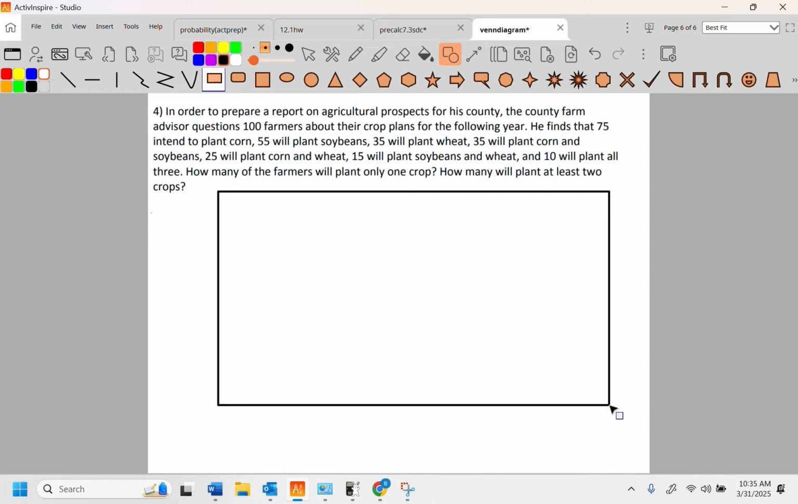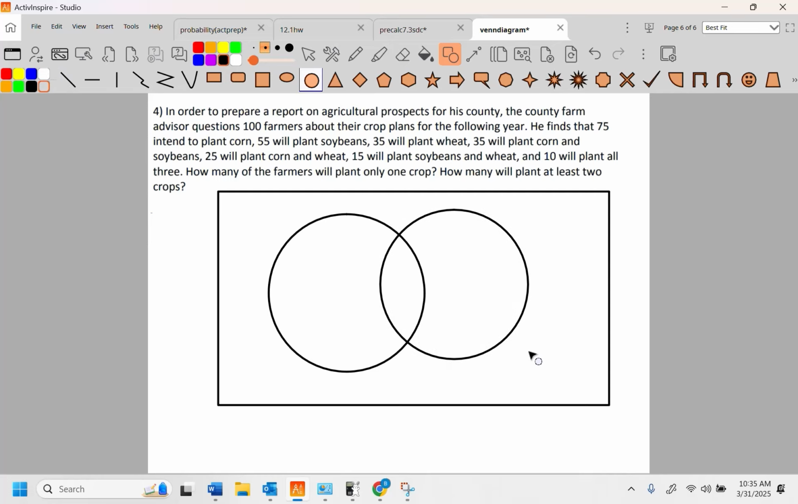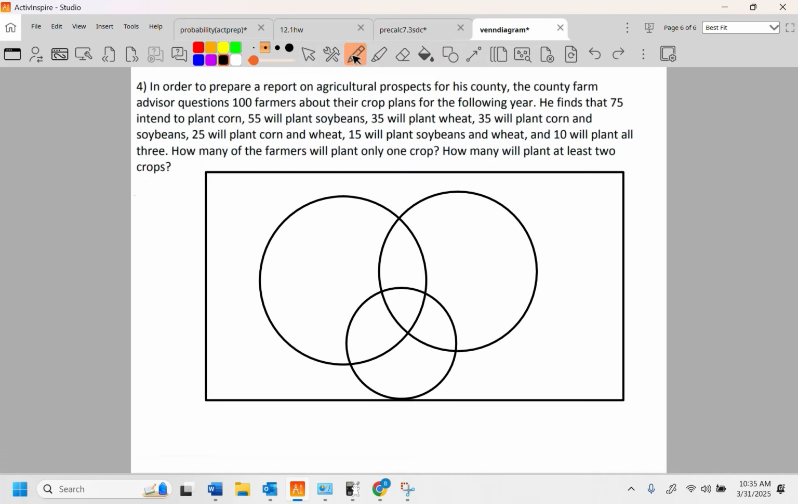So here we have farmers who plant more than two crops. It says 75 plant corn, 55 plant soybeans, and 35 plant wheat. So we have three different circles that overlap. This is where Venn diagrams truly shine: situations where you have multiple events, more than two. All right, so there's my little circles. I need to label them, obviously. We have corn, we have soybeans, and then we have wheat.